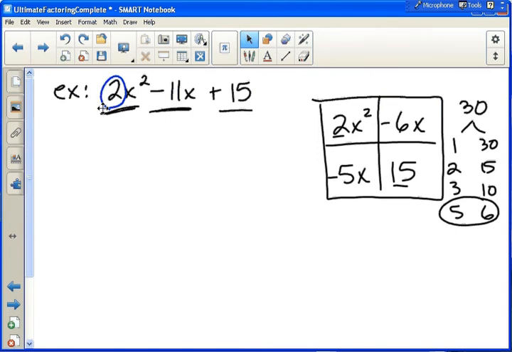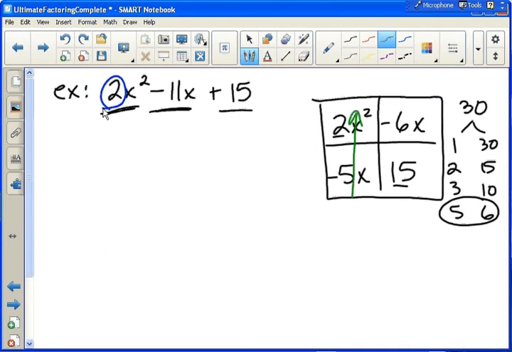So now our box is set up. In my opinion, the hard part's over. The next step then is to look at your columns and go up and say, okay, what do these two numbers have in common? What do 2x squared and negative 5x have in common? Well, the only thing they have in common is an x. And then you go up the other column and say, okay, 15 and negative 6x, what do they have in common? Well, they have a 3 in common. And I like to say that with the box method, signs are contagious. Whatever box you're touching, you take that sign. So since the 3 is touching the negative 6 box, it's going to be negative.